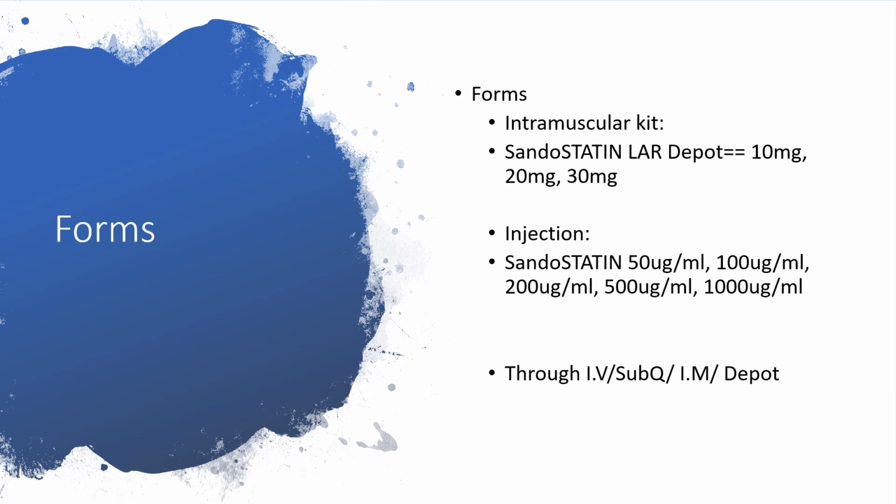It could appear in the form of an intramuscular kit, or in the form of SandoSTATIN LAR Depot, and that will be 10 milligram, 20 milligram, or 30 milligram. The injection forms are available as SandoSTATIN 50 microgram per ml, 100 microgram per ml, 200 microgram per ml, 500 microgram per ml, or 1000 microgram per ml. It could be administered through the intravenous route, subcutaneous route, IM, that is intramuscular, or depot.